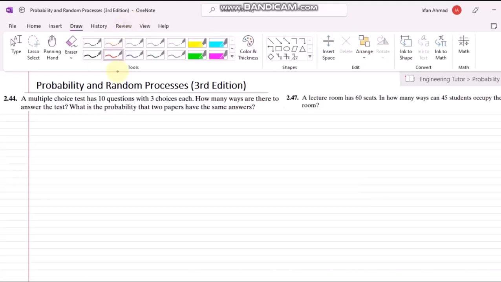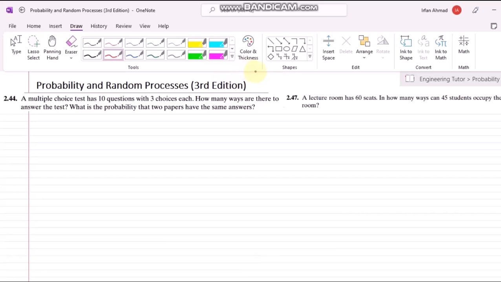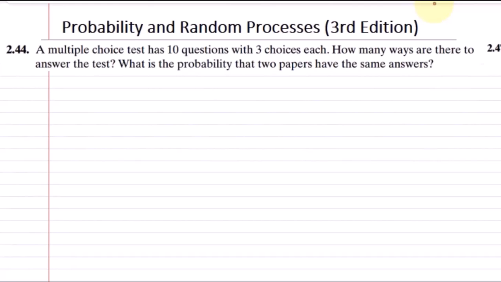Today we are going to discuss some more problems related to probability and random variables, from the third edition of the book by Alberto Leon-Garcia. Okay, question 2.44 here is that a multiple choice test has 10 questions with 3 choices each. How many ways are there to answer the test, and what is the probability that 2 papers have the same answer? First, let us find the answer to the first part.